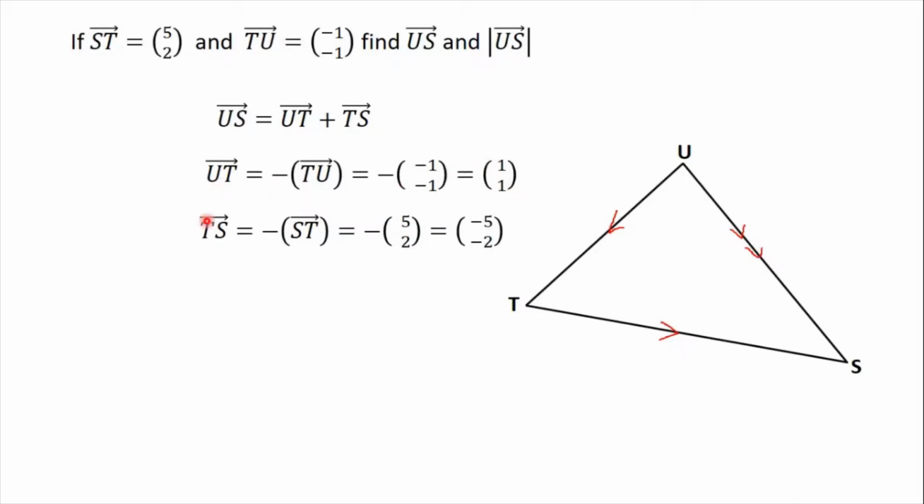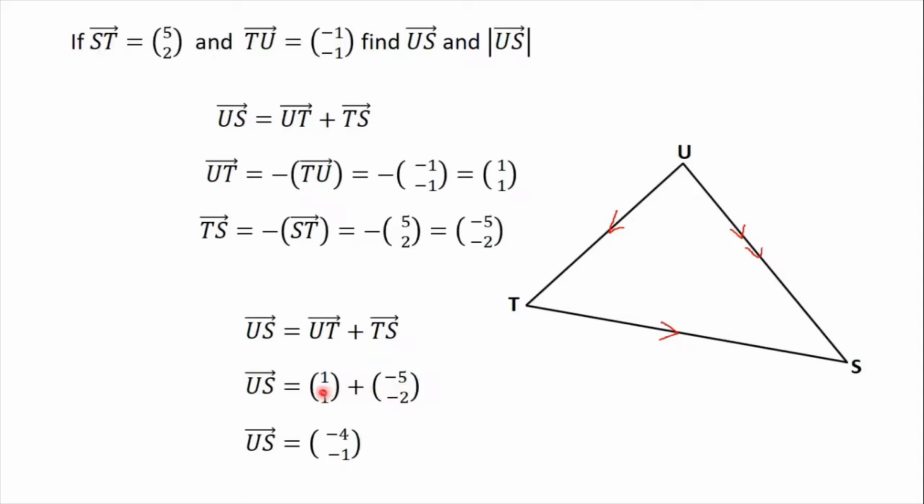We have UT, we have TS, so we can find vector US. Vector US is vector UT plus vector TS. Vector UT is 1, 1. Vector TS is minus 5, minus 2. So we are going to have vector US is equal to 1, 1 plus minus 5, minus 2. When we add these two vectors, we are going to have 1 plus minus 5, which is minus 4, and 1 plus minus 2, which is minus 1. So the vector US is minus 4, minus 1.